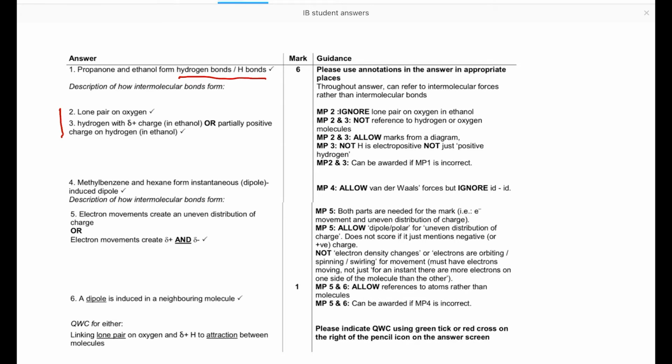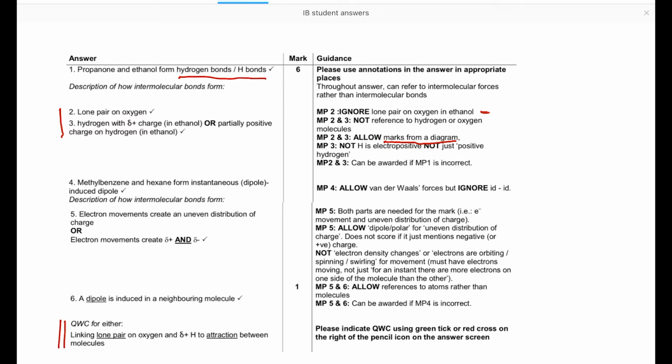So ignore the lone pair on the oxygen in ethanol. We need to be really clear here that we can get marks from a diagram. So not only is that a good exam technique for helping you sort out in your head what you're going to talk about, you may get some marks for it as well. The quality of written communication mark is also linked to the hydrogen bonding. So lone pair on the oxygen, and that we've got an attraction between that lone pair and the delta positive hydrogen on the ethanol.